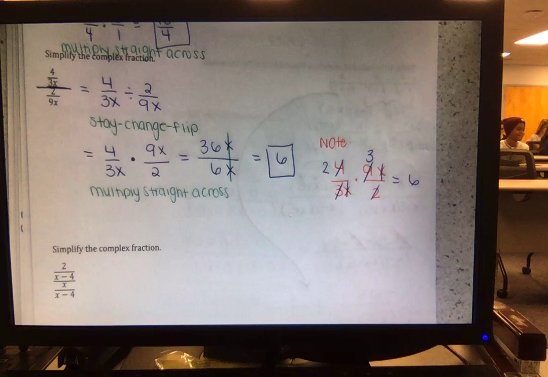What factors can cancel? X minus 4. What's left over up top? 2. What's left over on the bottom? X. 2 over x cannot be simplified. Boom, we're done.